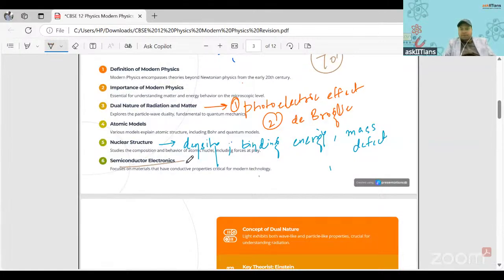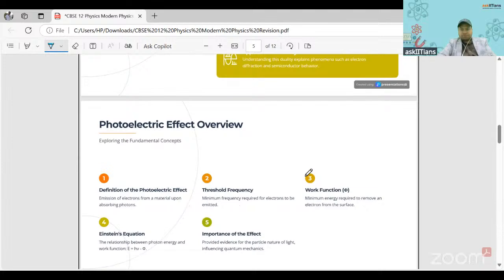Then about semiconductor electronics, we'll have the concept of intrinsic and extrinsic. So this difference you must be knowing, it might come, right? Extrinsic and intrinsic, what is the difference between them? And then we have the PN junction diode, the concept of PN junction and the related concepts, the PN diode, the junction diode. So these are all the important topics we have in modern physics, and questions will come from these topics, right?